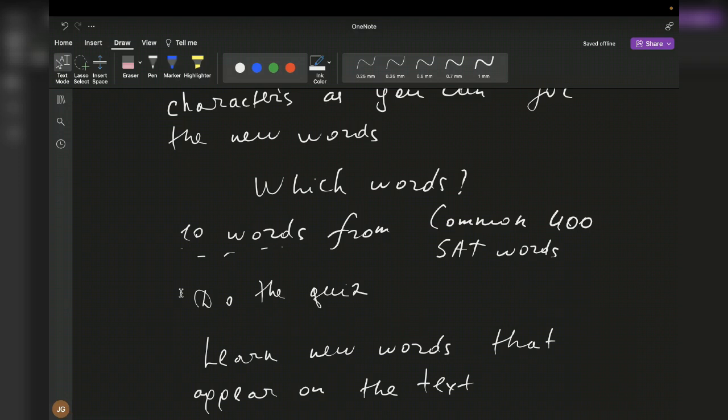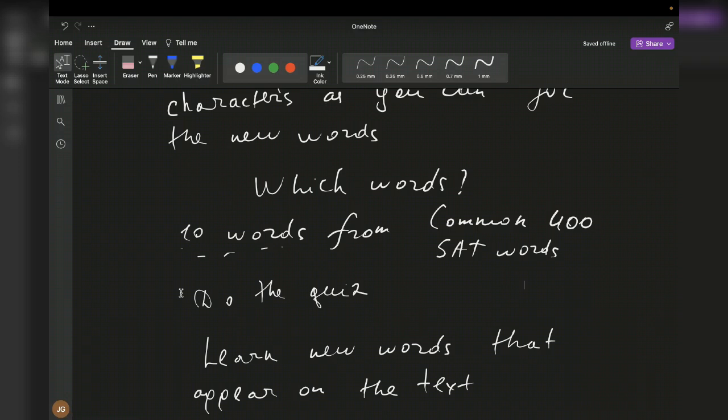And other than that, you have to learn words that appear in the text. Please learn new words, especially in words in context questions, because these words might cost you 10, 20 points if you don't know them. So please do that. Learn new words that come up in the text and don't ignore them. Don't just stick to 400 words because they are not enough. If you want to score really high, you have to focus on vocab.